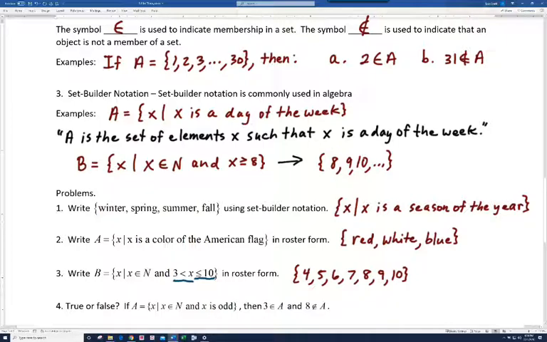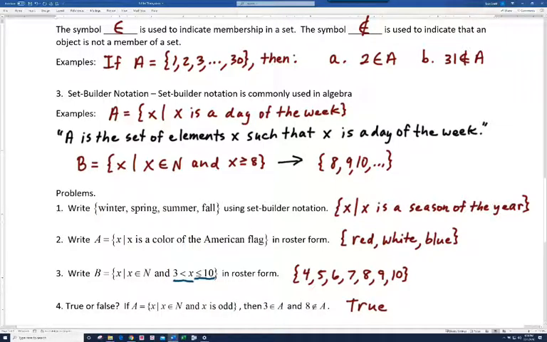If A is equal to the set of elements X such that X is an element of n, the natural numbers, and X is odd, then 3 is an element of A. Well, that's true because 3 is odd. And 8 is not an element of A. Well, that's also true because 8 is actually even. All right, so this is true.